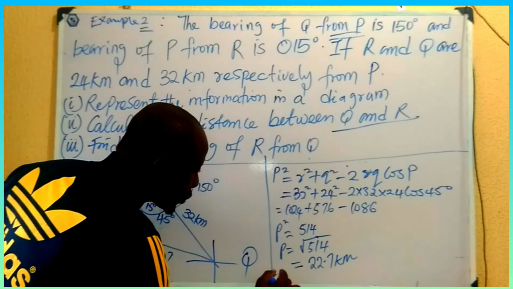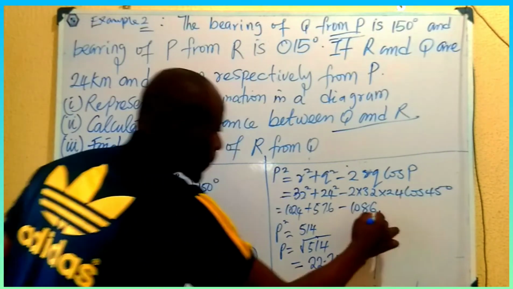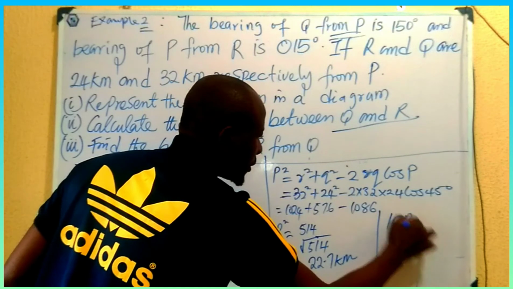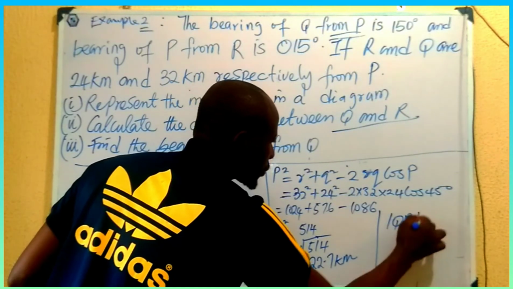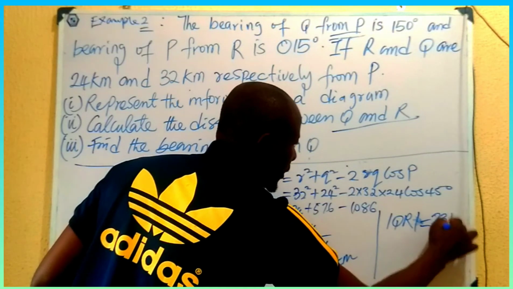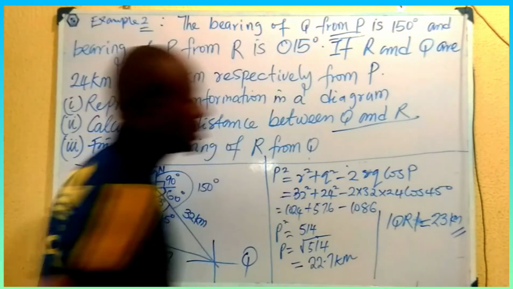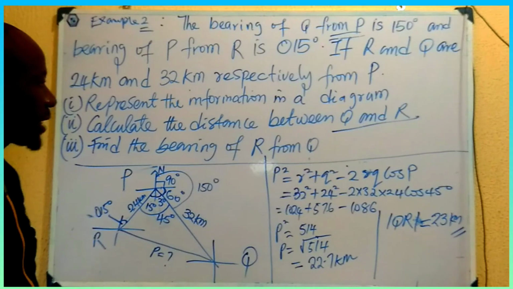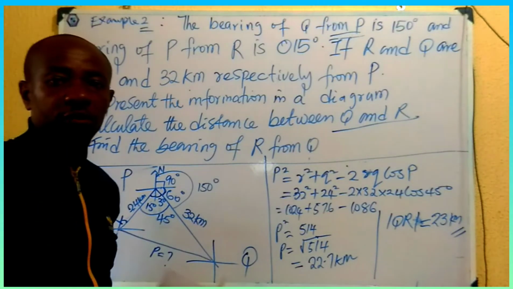Therefore, the distance between Q and R is approximately 23 kilometers. So that's how to solve the problem.